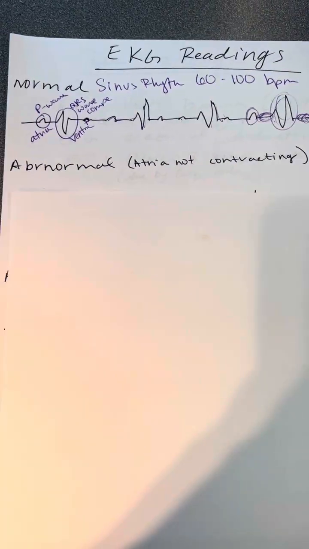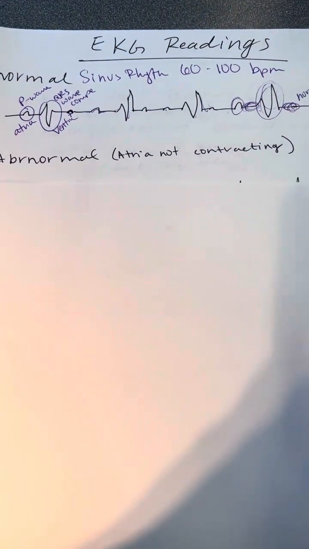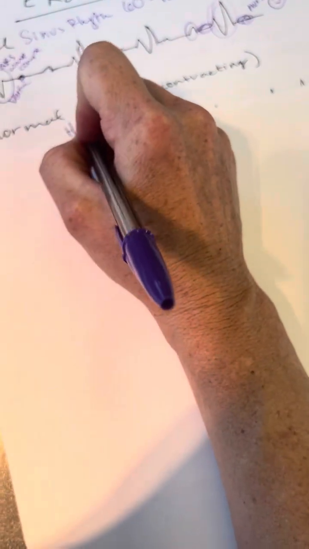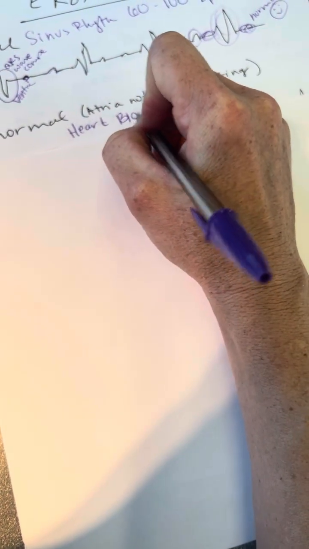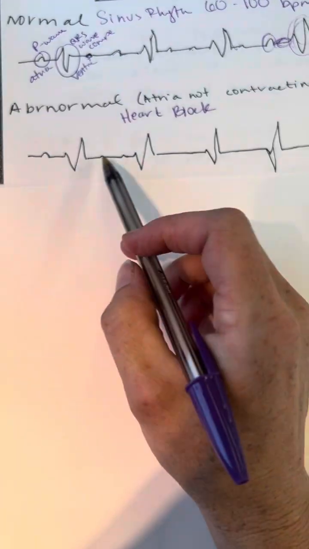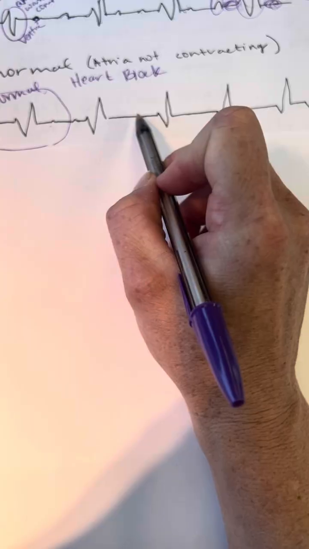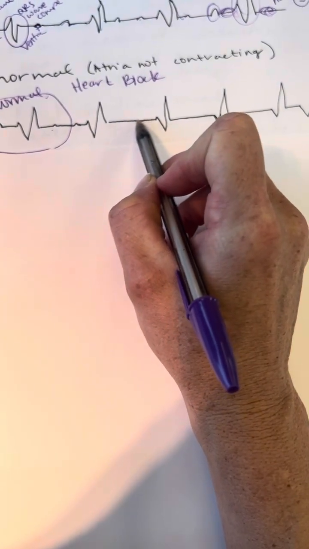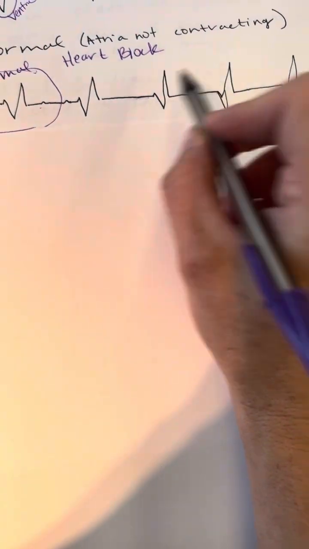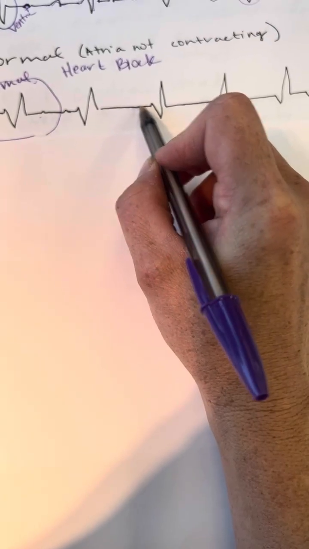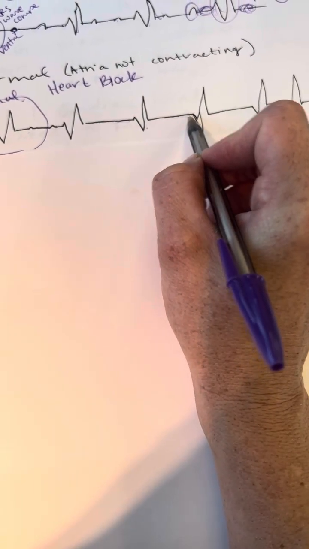And this is normal. Abnormal, the first one we're going to see is abnormal when the atria is not contracting. And this is when we're going to get into what's called a heart block. For some reason, this sinus node is blocked. And as you can see here, this segment right here, this is normal. And then, what do you guys see? Absence of atrial contraction. So atria is not contracting, but the ventricles are.